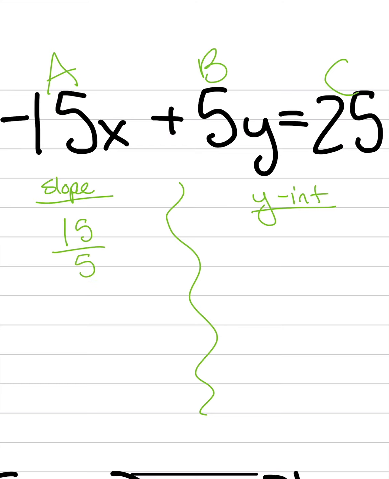Okay, so this is a situation I was talking about earlier. We have 2 numbers that can be reduced. So I'm just going to divide these. I have 15 divided by 5. That is going to be 3. So my slope will be 3.